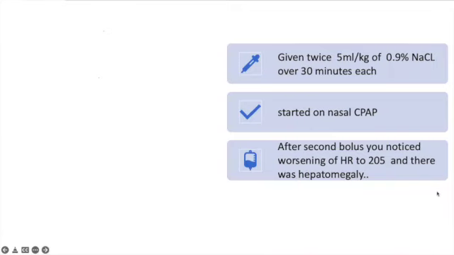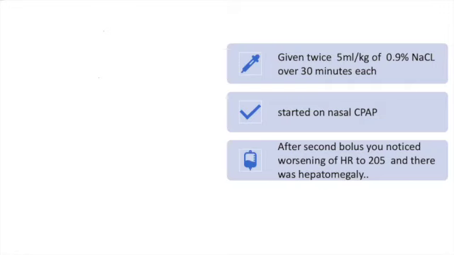Okay. So given twice 5 ml per kg, normal saline over 30 minutes each. Started on nasal CPAP. After second bolus, you noticed worsening of heart rate to 205, and there was hepatomegaly. Okay. So what do you think? What has happened to this patient?